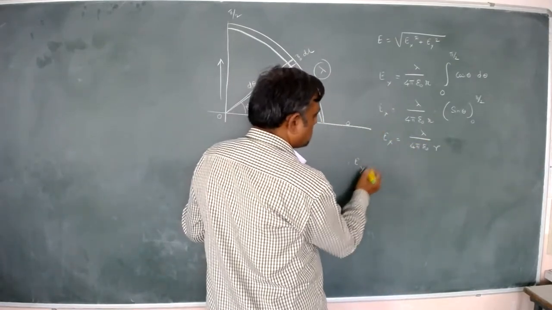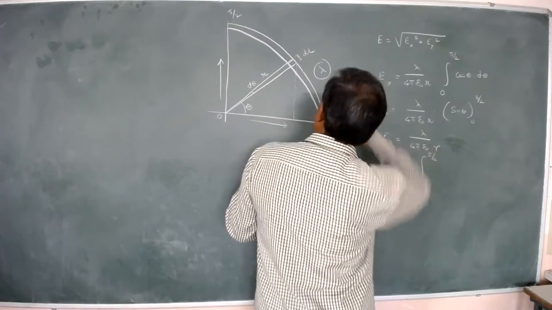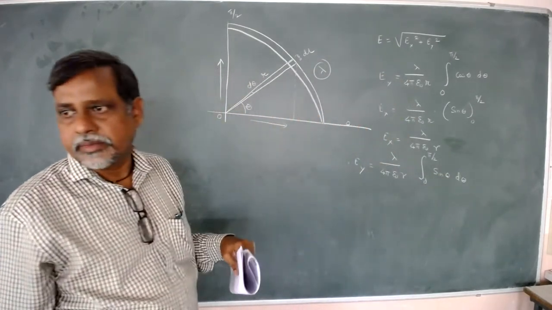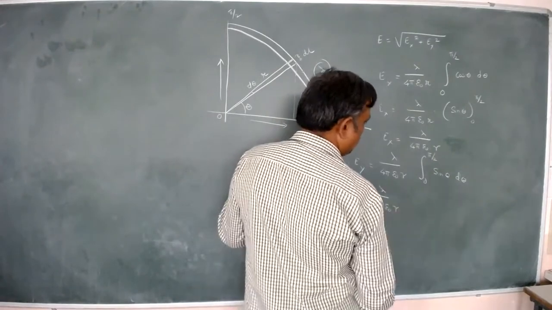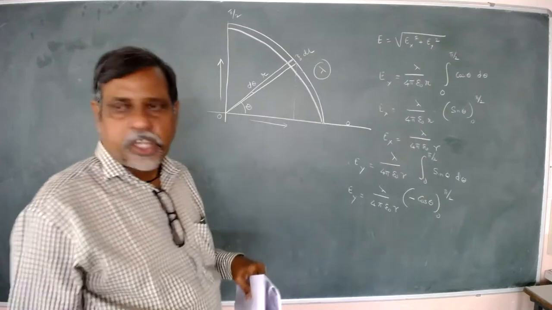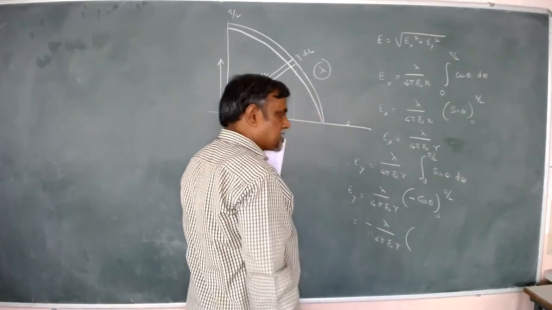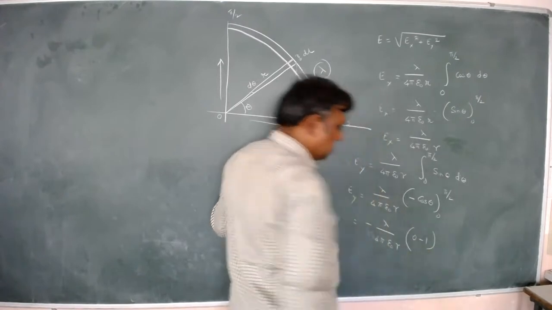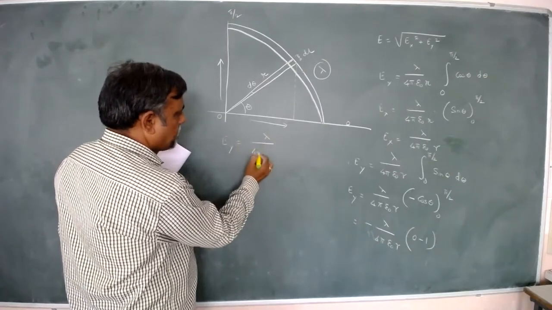Now Ey, how do you write? Lambda by 4 pi epsilon naught r, integral 0 to pi by 2, y component, that is sine theta d theta. So Ey in this particular case is lambda by 4 pi epsilon naught r, minus cos theta from 0 to pi by 2. Cos pi by 2, the upper limit, is 0, minus 1.